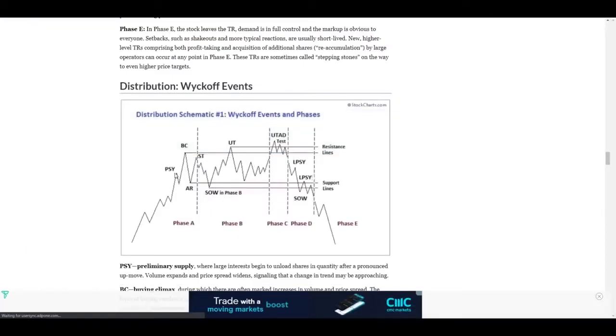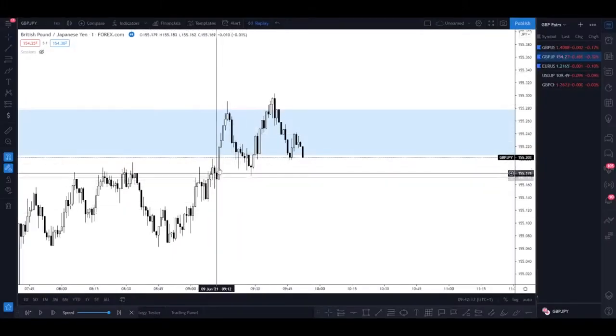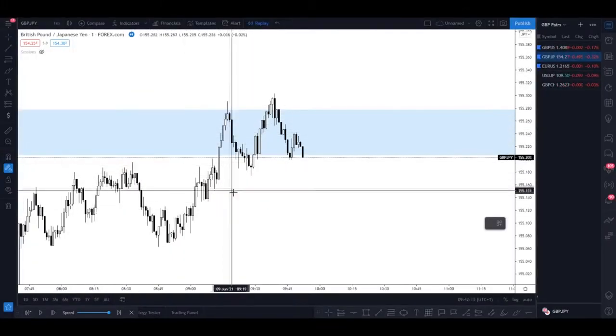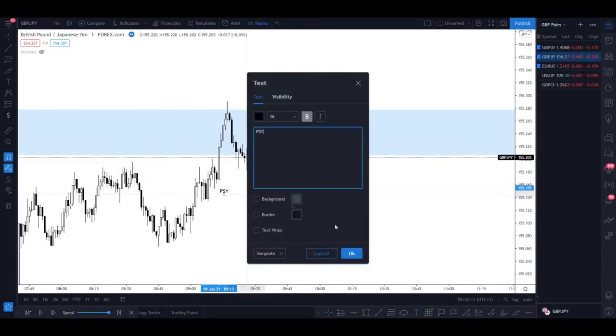Now let's look at this. PSY is that last pullback before a major move up and then a major sell move down. Let's look at this. Last pullback, major move up, major sell move down. Makes sense. So this is my PSY. So right over here, this is my PSY.